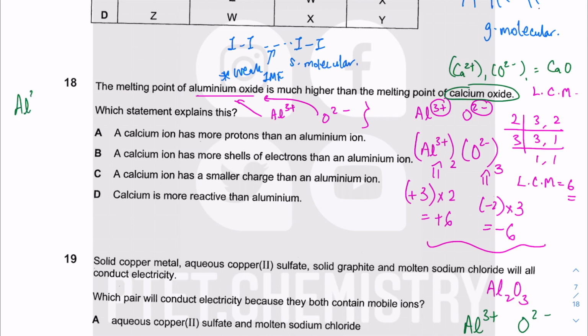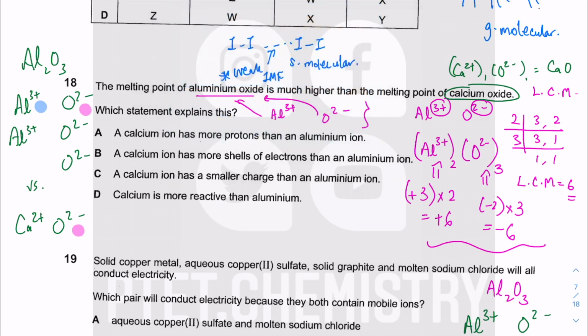So here you have Al3+ and O2-, Al2O3, that is your understanding, versus Ca2+ and O2-. The O2- is the same as the O2-, but the 3+ is not the same as the 2+. So 3+ is a bigger charge than 2+. And therefore, this bigger charge than the 2+ is going to have stronger attraction with the O2-. And also this one has fewer shells than this one. This one has more shells.